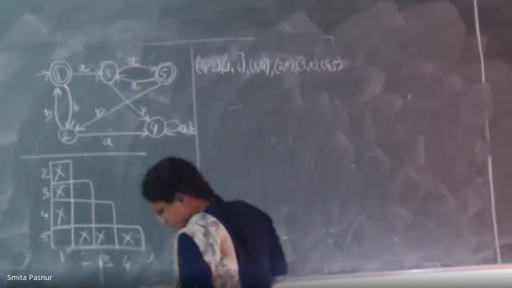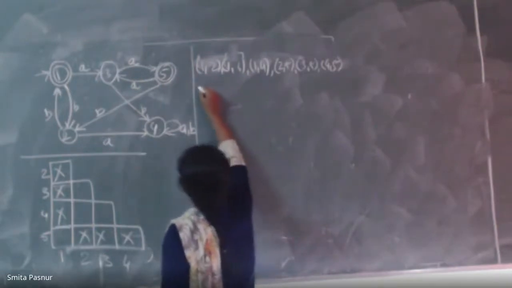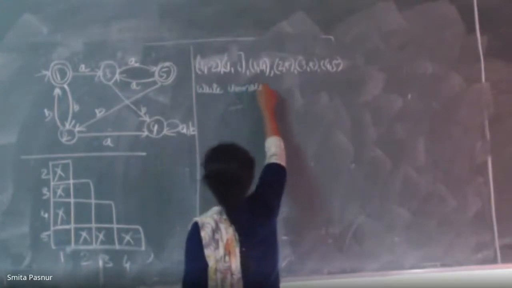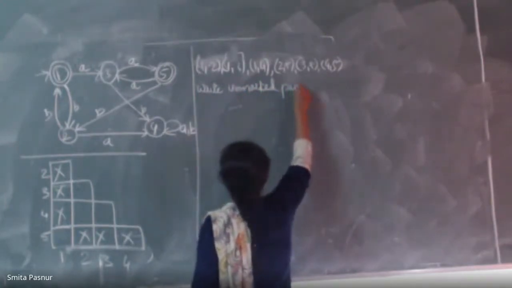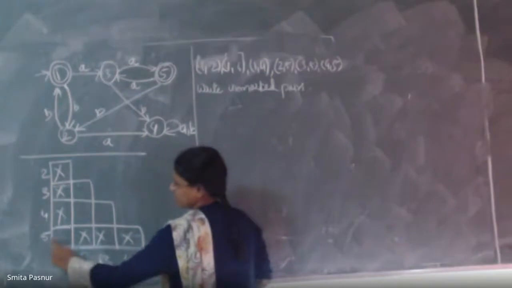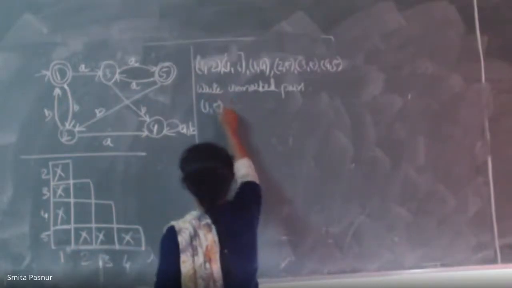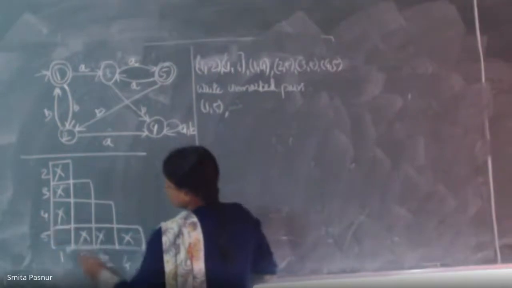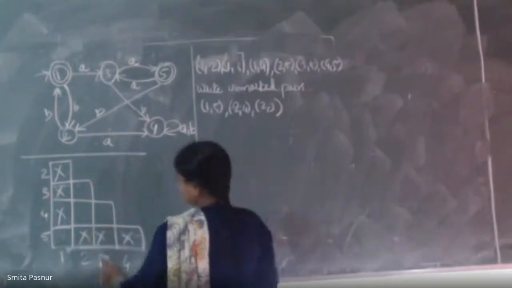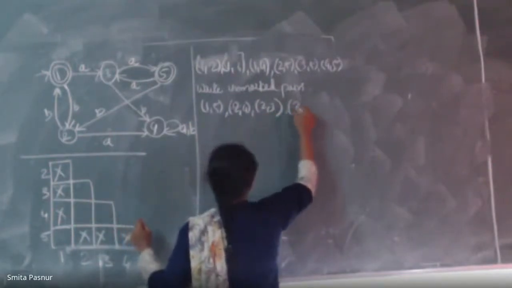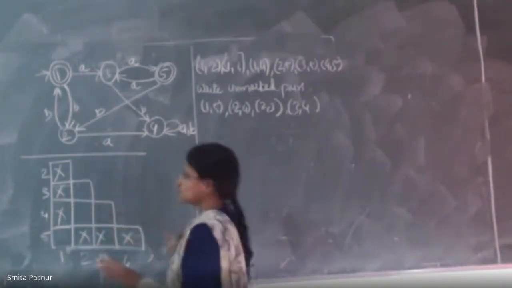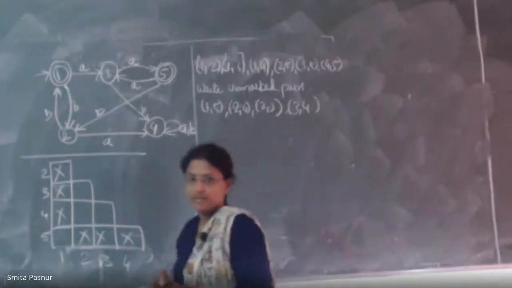The next step is to write down the unmarked pairs from the matrix. Which are the unmarked pairs? One is 1 comma 5, then 2, 4, then 2, 3, and then 3, 4. That's it. Only four blank boxes are there, so we got four unmarked pairs.